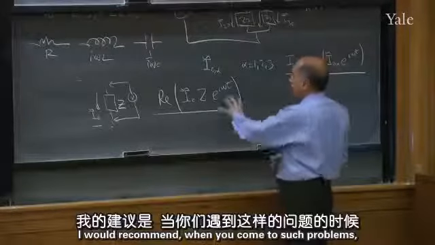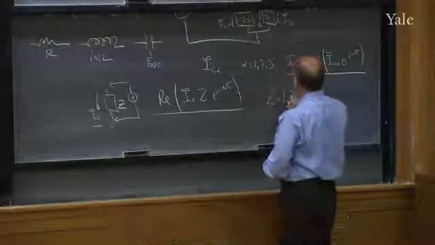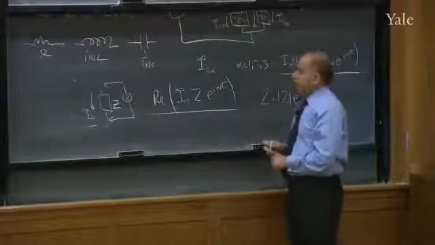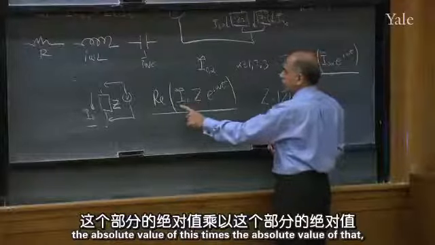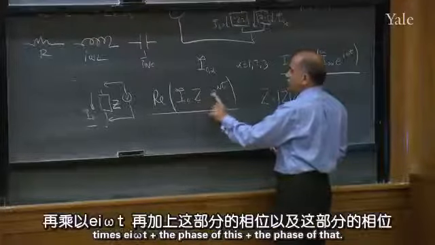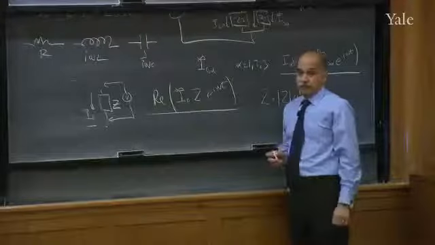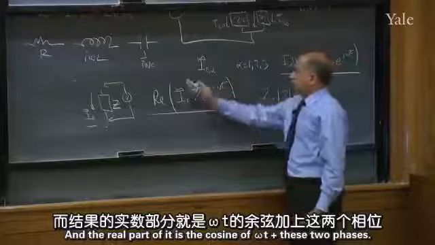I would recommend, when you come to such problems, that every complex number like Z, you write as an absolute value times e to the i times some phase. That makes your life easier, because then the whole thing will be the absolute value of this times the absolute value of that times e to the i omega t plus the phase of this plus the phase of that. And the real part will be just the cosine of omega t plus these two phases.